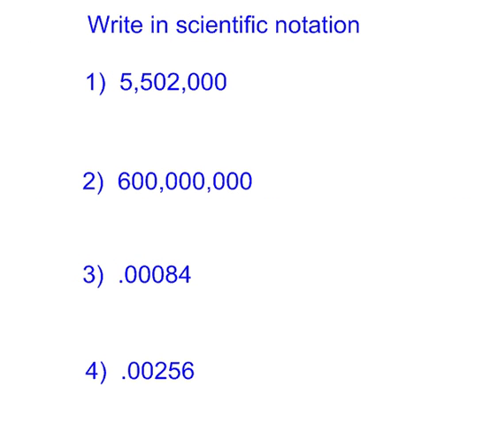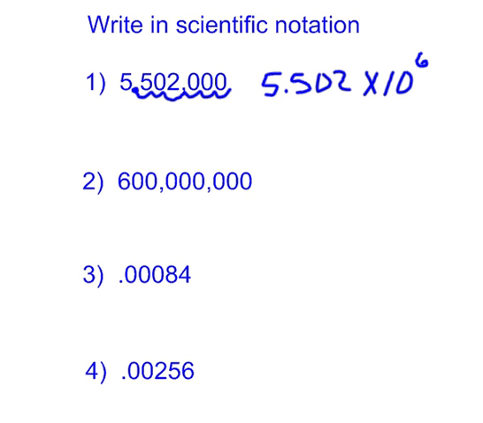Here are 4 problems that we can try. This one is 5,502,000, and the first step is to put a decimal point where it would be between 1 and 10, so we're going to put it right there. Then we count the movements to where it should be, 1, 2, 3, 4, 5, 6. So this would be 5.502 times 10 to the 6th. And then you double check, is this a large number in standard form? And yes, it is. So then your exponent would be positive.